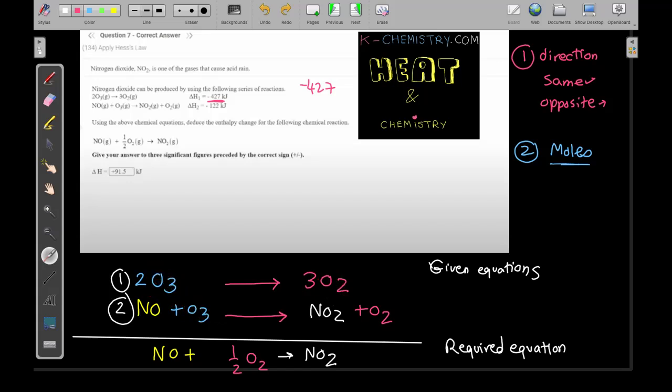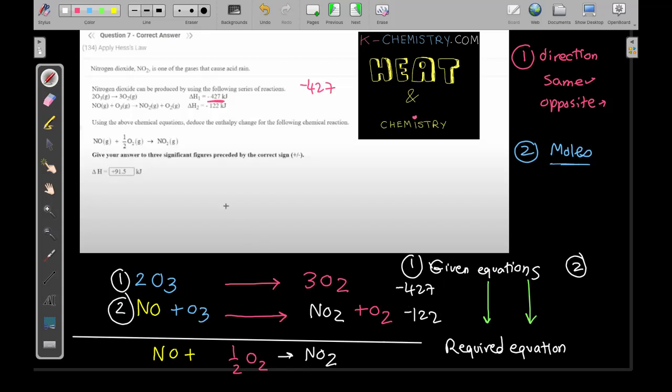And here the number of moles of oxygen is 2. Sorry, we don't do this. We do one equation by one equation. So compare one of the given equations to the required equation, and compare the other given equation to the second required equation. So see, I have two given equations, equation number 1 and equation number 2, and I have a value for number 1 and a value for number 2. The value for number 1 is minus 427 and the value of the second one is minus 122.